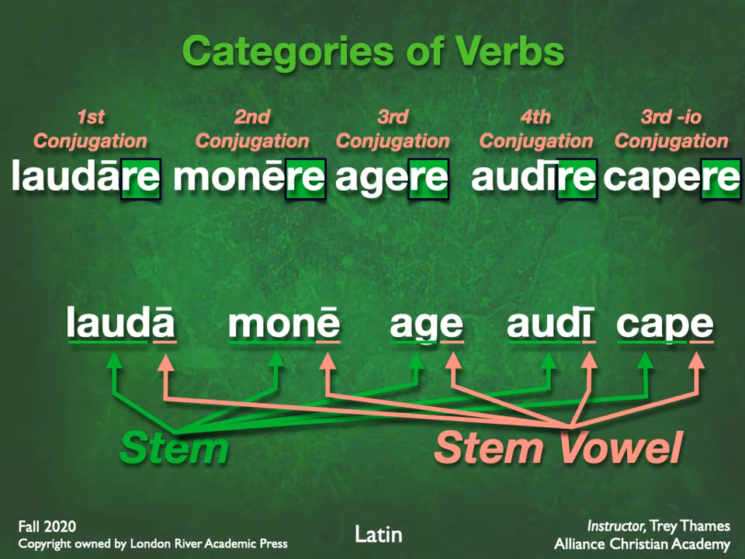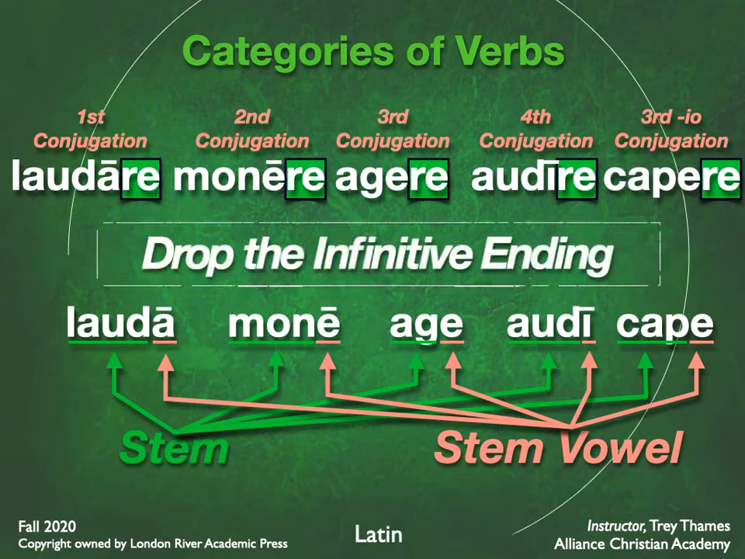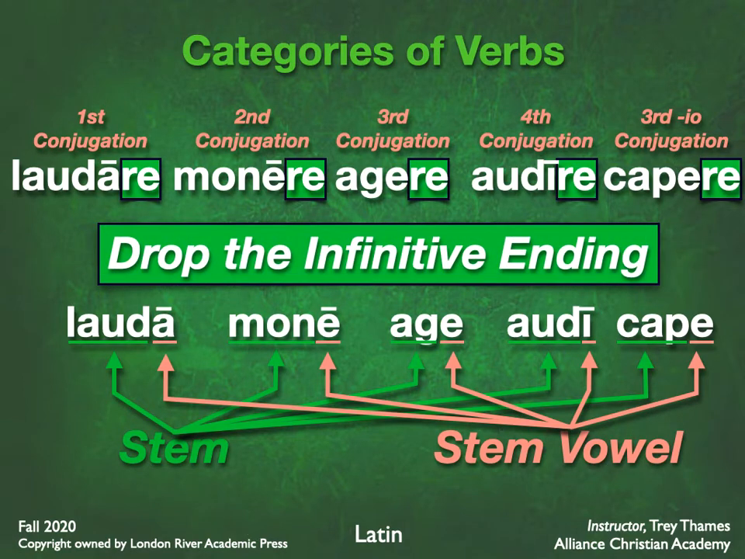And it's to these stems with the stem vowel that we add all our endings, and that's how we conjugate. So to form those stems, you just drop the infinitive ending, drop that re, and that's your stem.